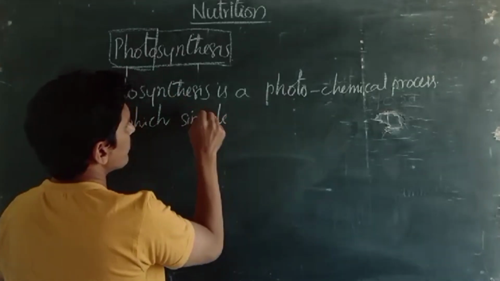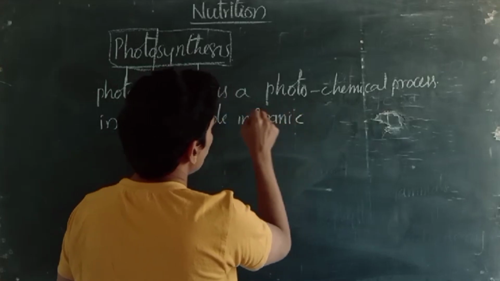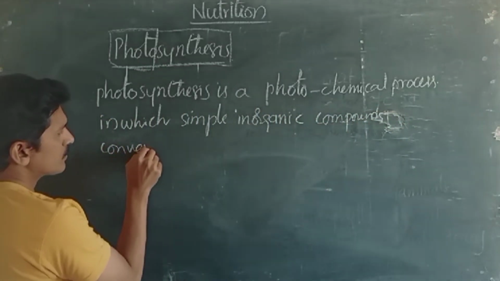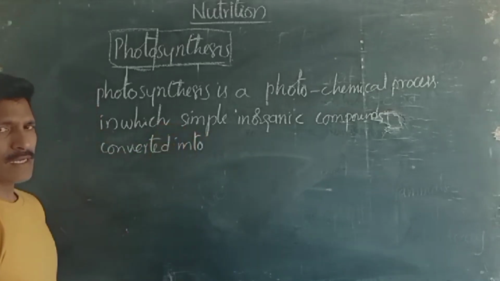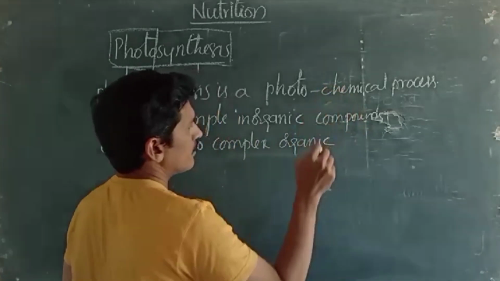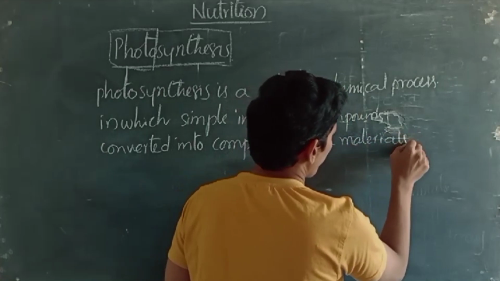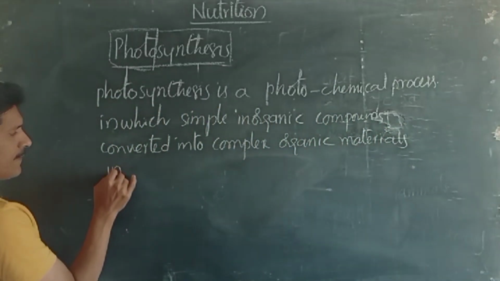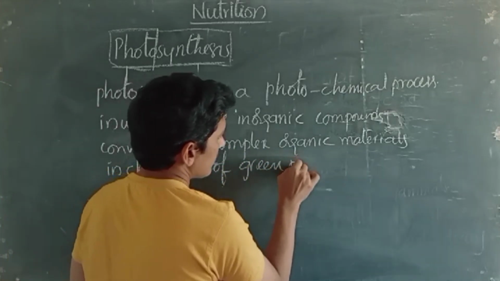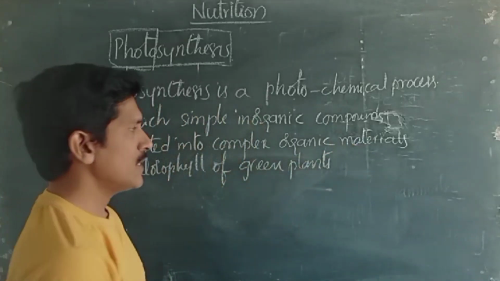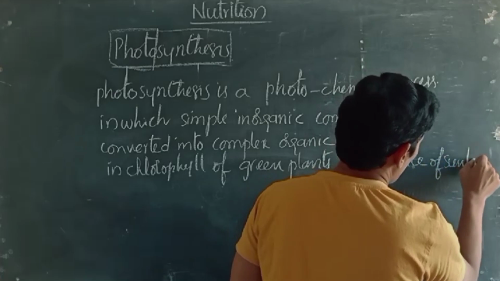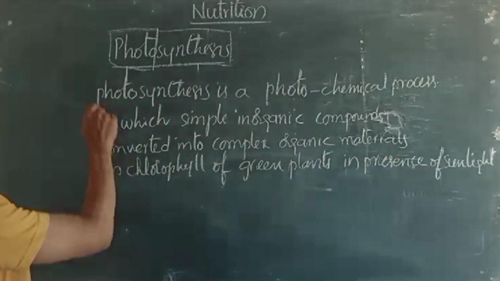simple inorganic compounds are converted into complex organic materials in chlorophyll of green plants, in presence of sunlight. Right, this is the definition for photosynthesis.